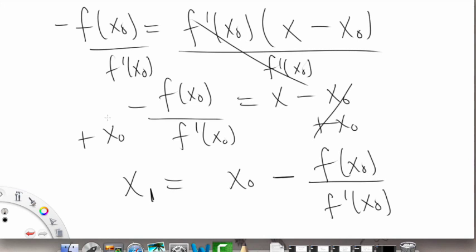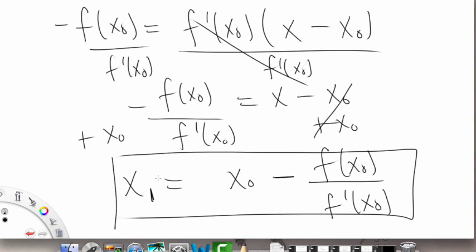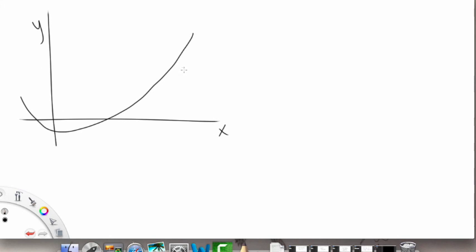So again here, I'll draw it on the next slide, okay? So we're going to draw our graph again real quick. So we have our x and our y. Let's say here's our graph, right? So here was our initial guess, x naught.